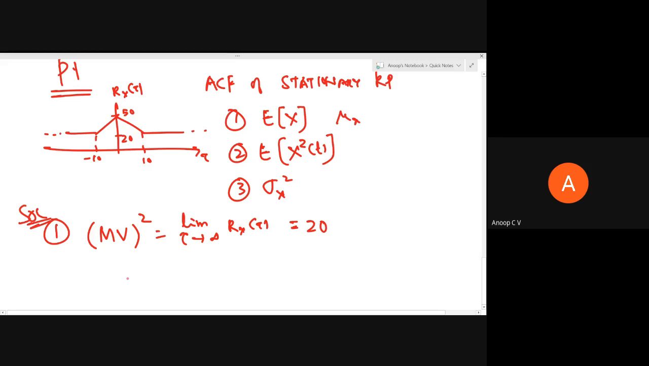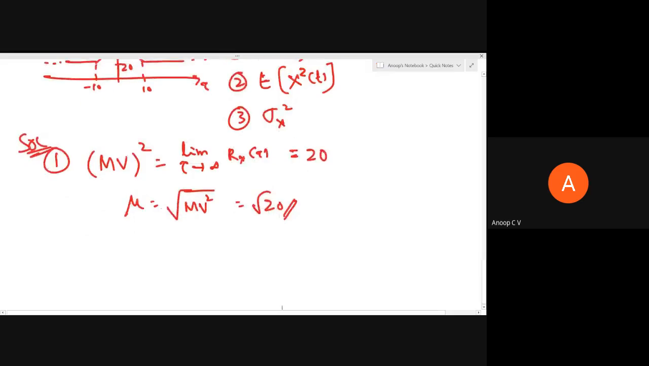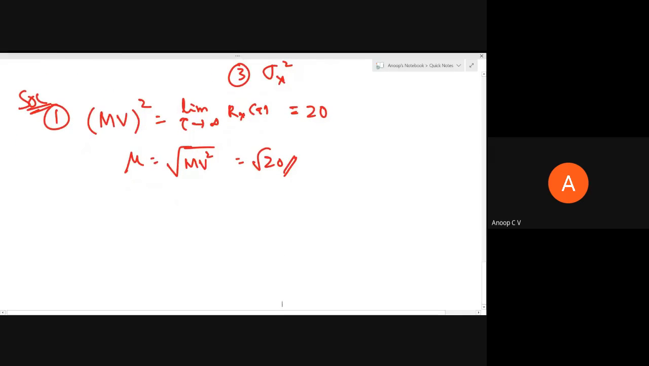So what will be the mean value? Mu will be the root of mean value square, so that will be equal to root 20. So straight away we got it. It's equal to root 20. Is it clear how we got this? Yes, sir.